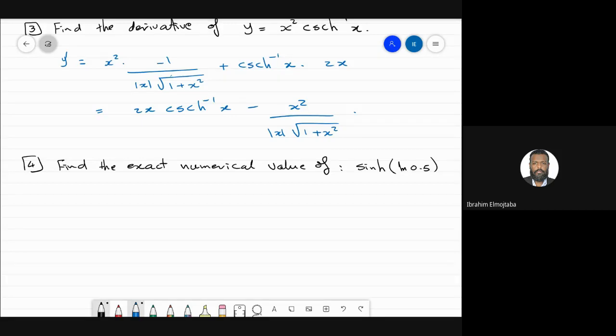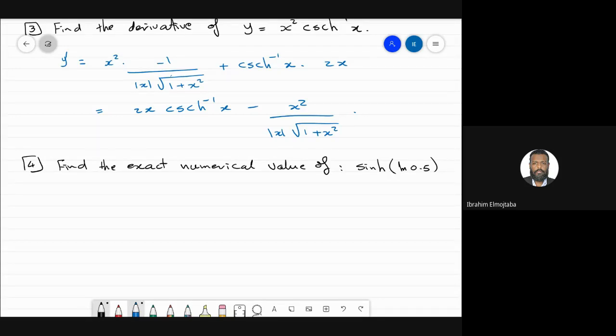Any idea on how to solve this problem? We want to find the numerical value for hyperbolic sine ln 0.5. It's not in the tutorial sheet, right? But the other one is in the tutorial sheet, so I thought let me just look at both of them. This question has nothing to do with the derivative.